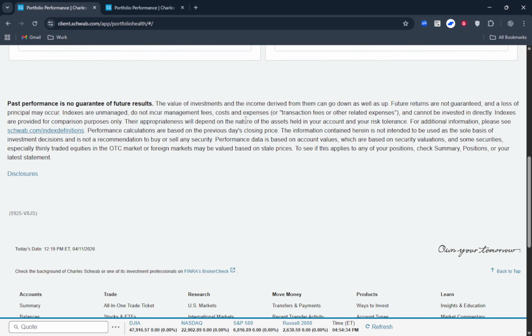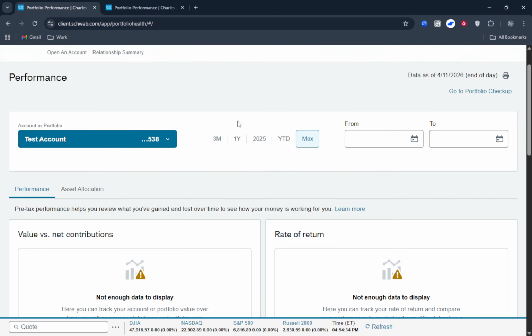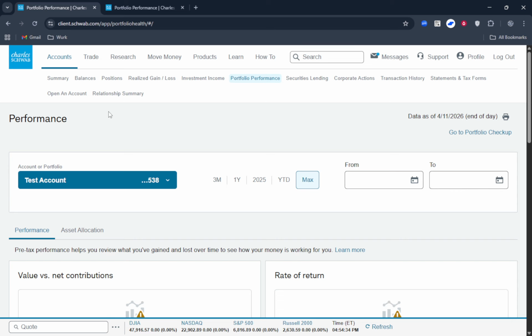Check performance occasionally to ensure you're still aligned with your goal, but avoid emotional buying and selling. History shows patient, long-term investing typically beats trying to time the market. Stick to the plan, keep costs low, and let time do the heavy lifting.